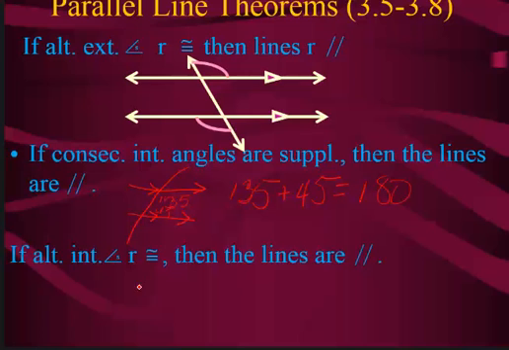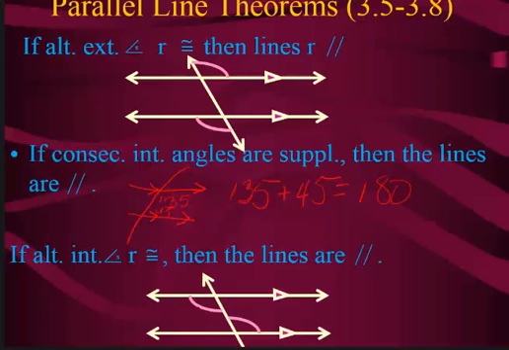And then if our alternate interior angles are congruent, then we know that the lines are parallel as well. So here are our alternate interior angles. So any of the theorems that we've learned before concerning alternate exterior angles, consecutive interior angles, alternate interior angles, all those angle pairs, if those relationships are as we learned them, then we can assume that the two lines are parallel.